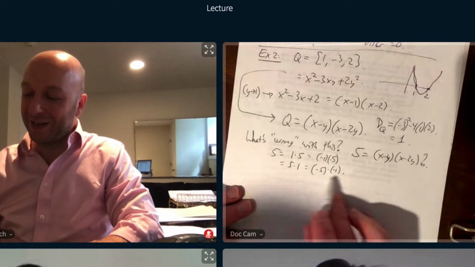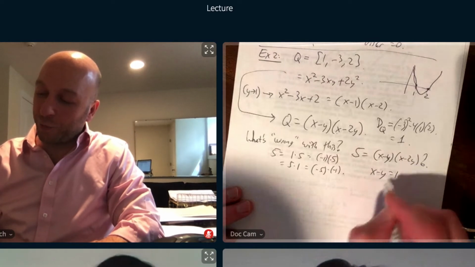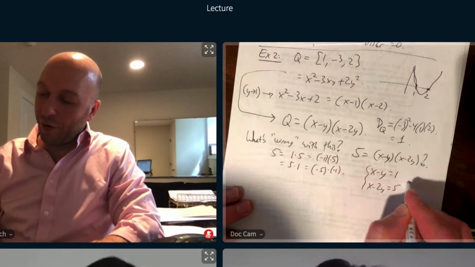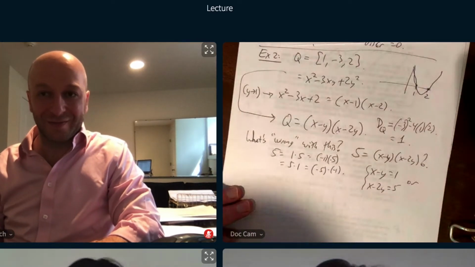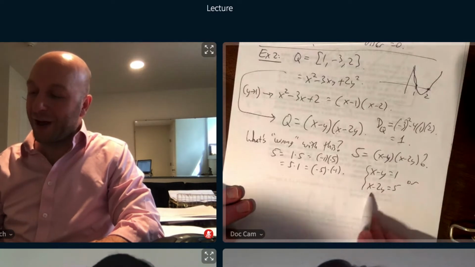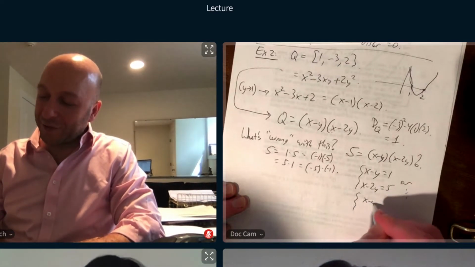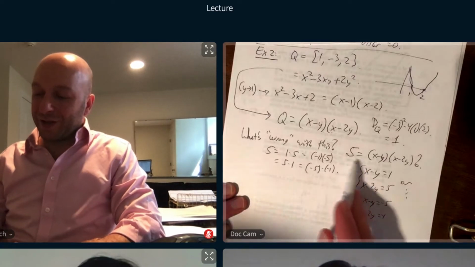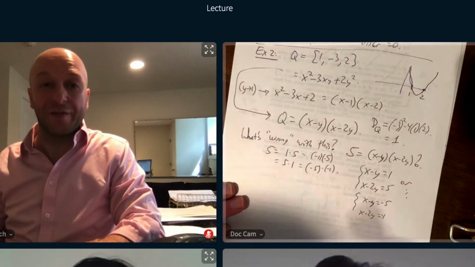But the point is, either x minus y is equal to 1 and x minus 2y is equal to 5, or any of these other combinations. X minus y is equal to negative 5 and x minus 2y is equal to negative 1. So because we're doing number theory, factorizations interfere if they exist.